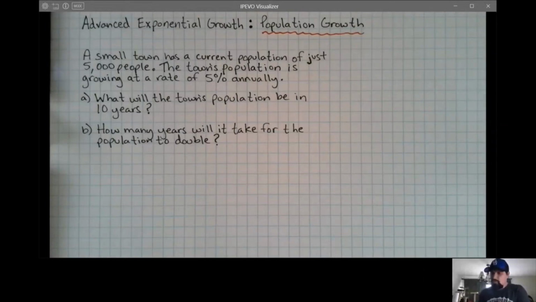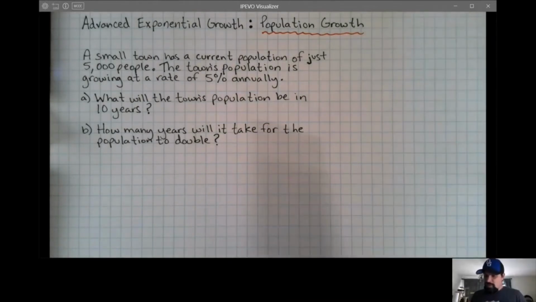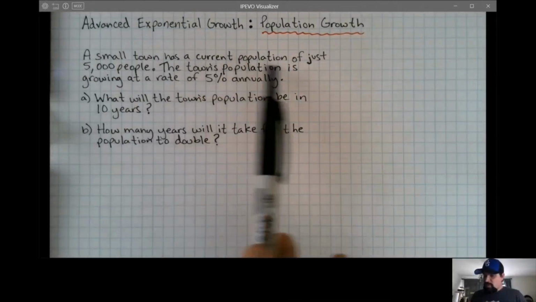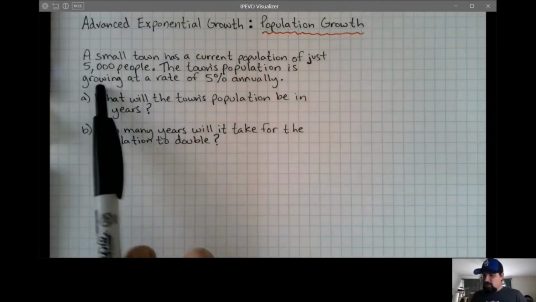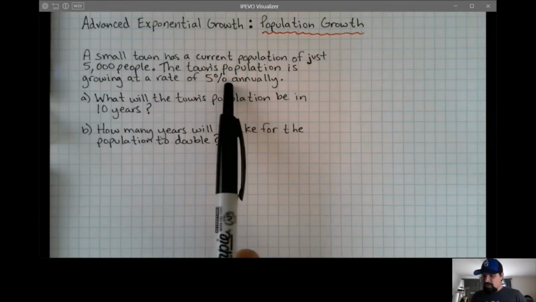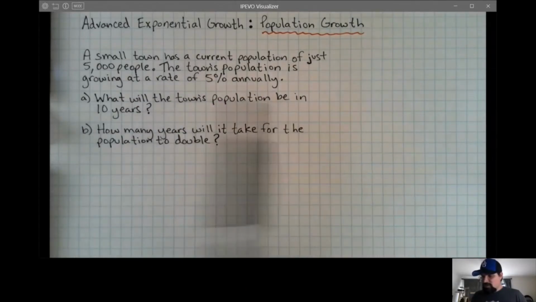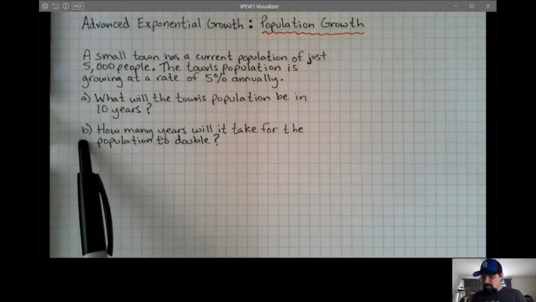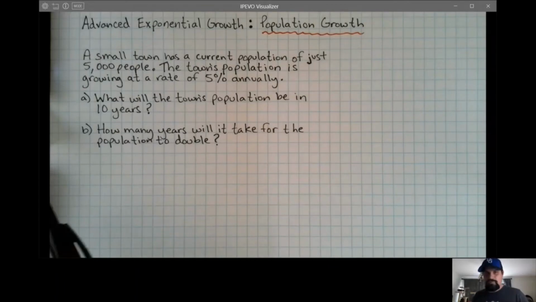Our example for advanced exponential growth is going to deal with population growth. So here's our example. A small town has a current population of just 5,000 people. The town's population is growing at a rate of 5% annually. We want to answer part A, what will the town's population be in 10 years? And part B, how many years will it take for the population to double?